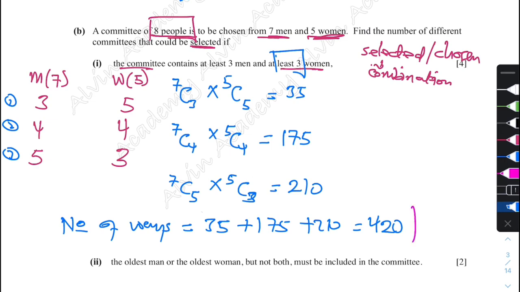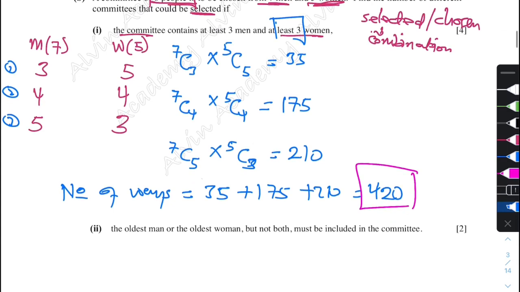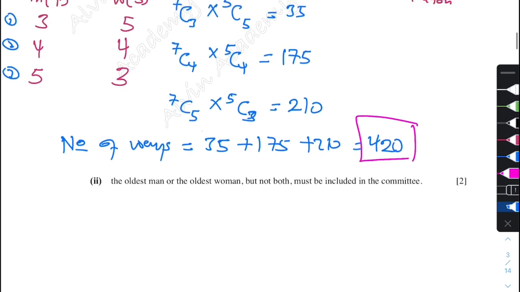So this is the number of ways that you can form this committee if it's going to contain at least 3 men and at least 3 women. Now, this one is a little bit interesting. Take your time and then do it. It says that the oldest man or the oldest woman, but not both, this is the most important claim, must be included in the committee. So these are the 2 situations, any of them can happen.